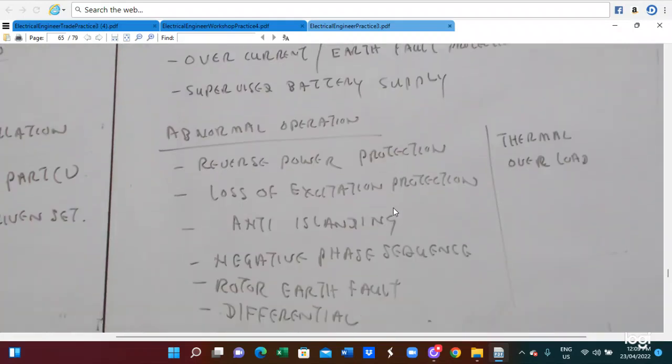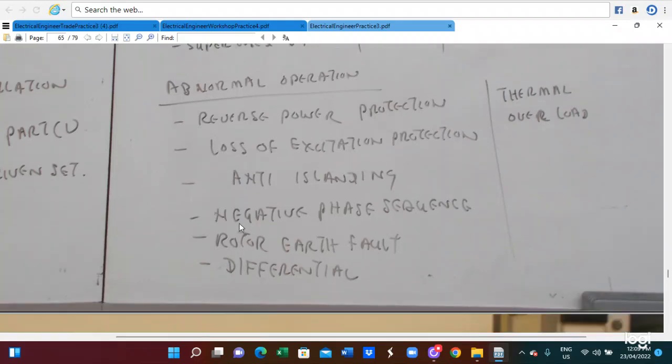At the time of an abnormal condition, reverse power protection and loss of excitation protection in the island must be provided. In the meantime, negative phase sequence must be sensed, and rotor earth fault must be sensed, and a differential system must be provided, and also a time and overload system must be provided. This is the kind of the generator.